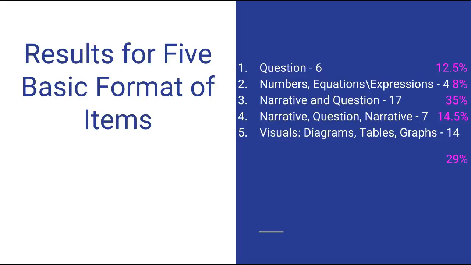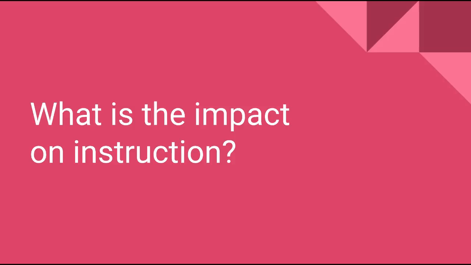Narrative and question, there were 17 items, which is 35% of the test. And a narrative, question, narrative, there were 7 questions, which is 14.5% of the test. Visuals, which would be diagrams, tables, graphs, number lines, there were 14 questions, which would be 29% of the test. So you can see this test is heavy on narrative and questions and using visuals. So as you think about that, what is the impact on instruction? And when you write your test, do you have visuals in your questions?